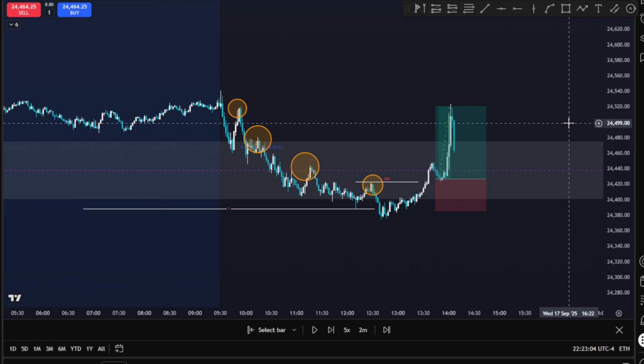Hopefully this is helpful, and this will hopefully help you enter more accurately, be more patient on what you're looking for, and increase your accuracy as well.